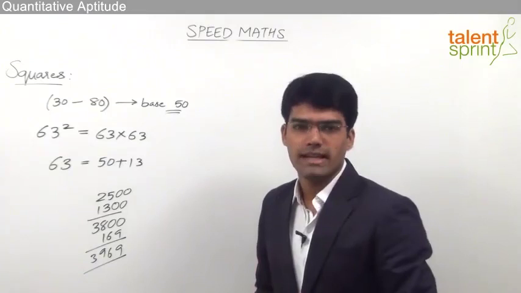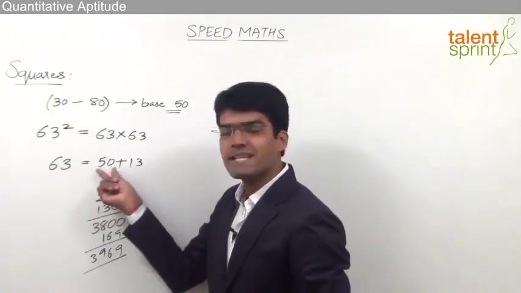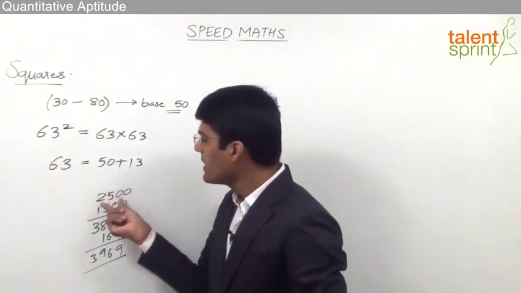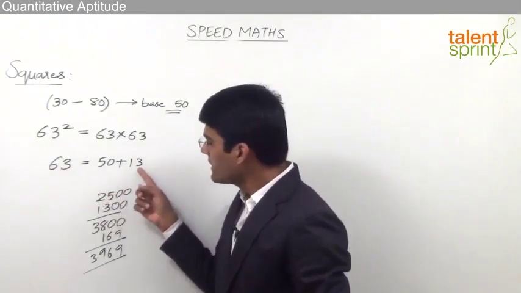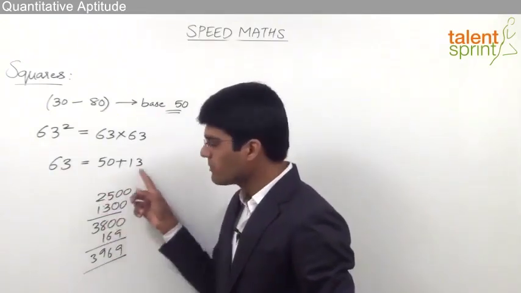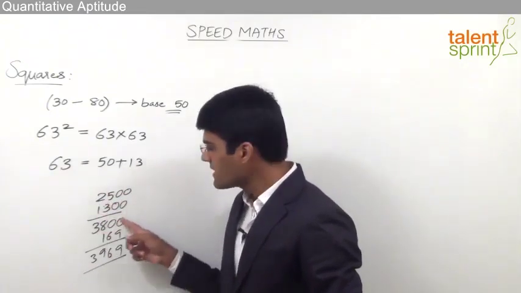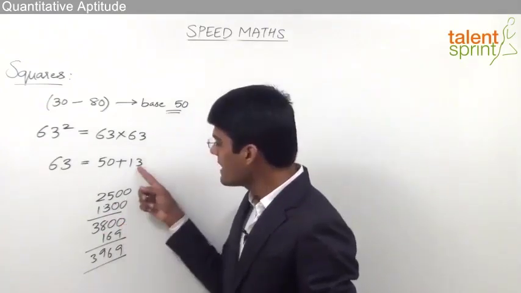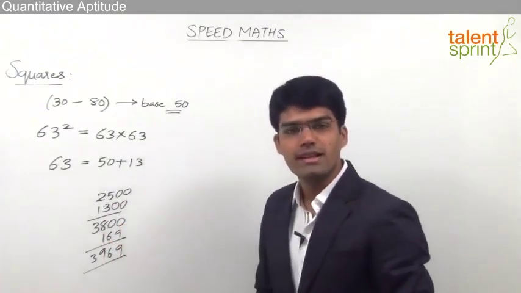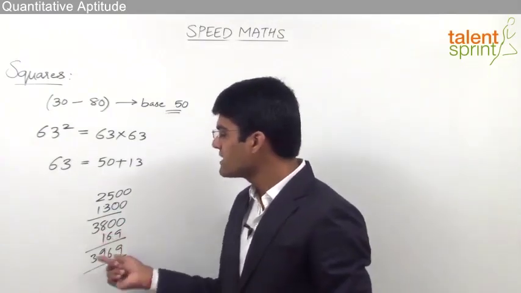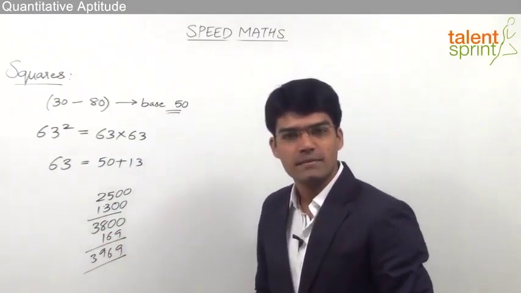I hope you all have got the idea. 63 should be taken as 50 plus 13. So 50 square is 2500. Whatever 13 we have here, those many hundreds have to be taken. So plus 1300. This gives us 3800. And the next step is to add 13 square to this to get the answer. So 3800 plus 169 will be equal to 3969.